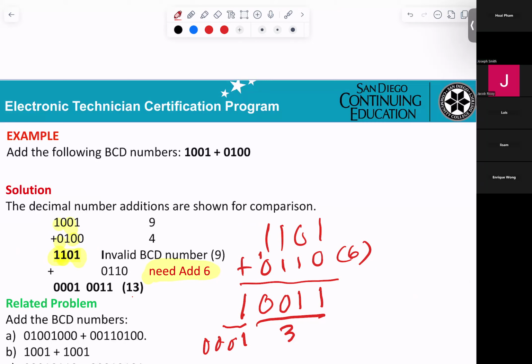So when you're adding the number, this is number 9. Number 4, that you're supposed to get 30. However, using BCD, when you add here, you get a number greater than 9. They're not allowed. In order to solve the problem, add number 6. Then the answer will be here. Okay?